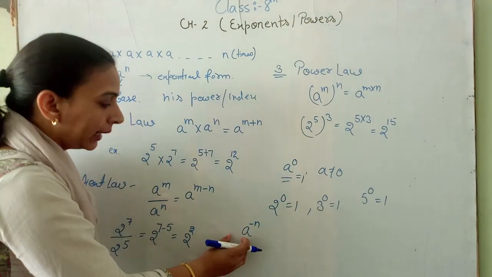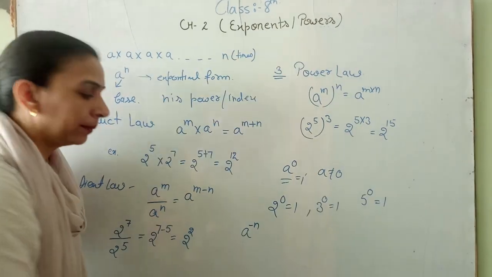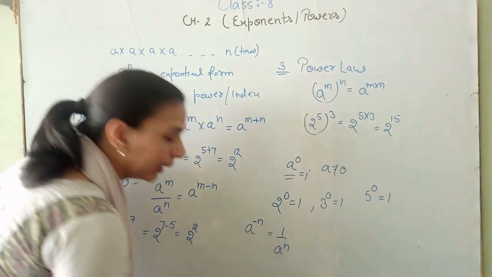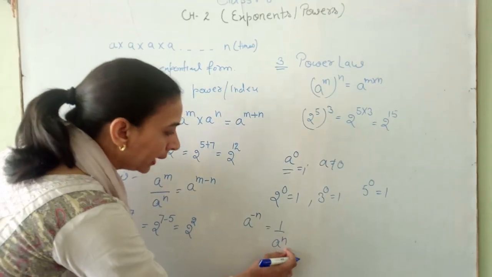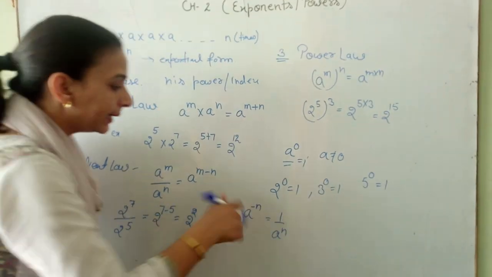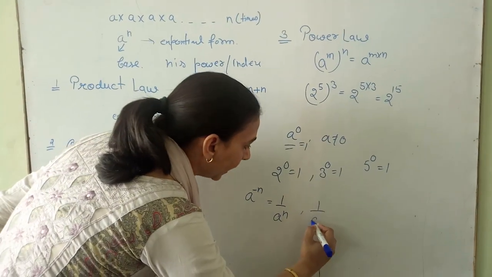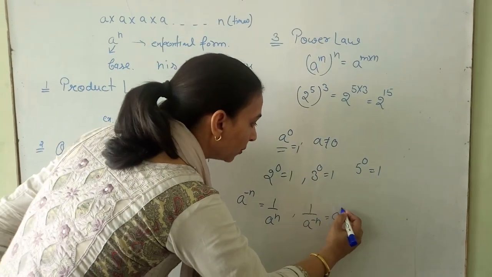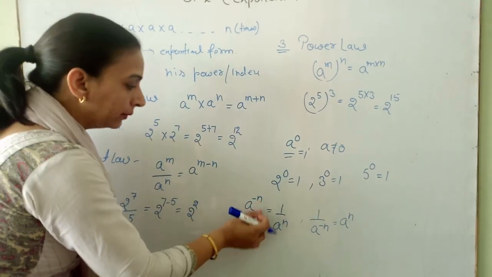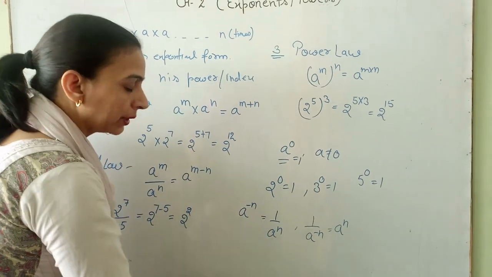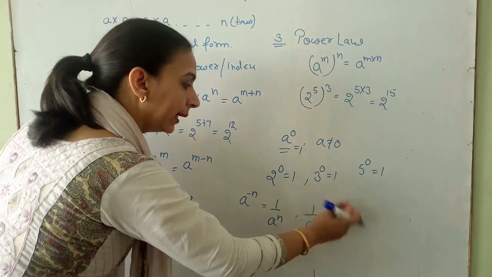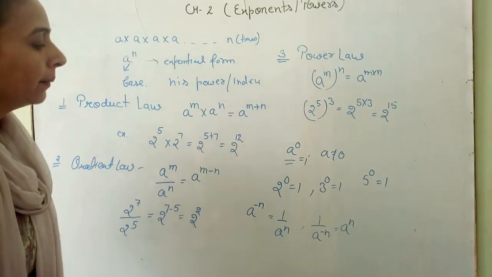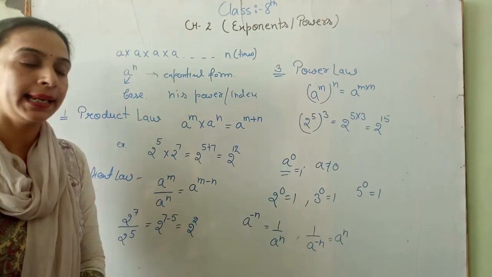Again, we can have a negative power. If a number a is raised to the power minus n, then we can write this as 1 by a raised to the power n. When the power is negative, we take the reciprocal and the power becomes positive. In the same way, 1 by a raised to the power minus n can be written as a raised to the power n. If negative, take the reciprocal and the power becomes positive. Clear, students? These are some basic concepts of this exercise.